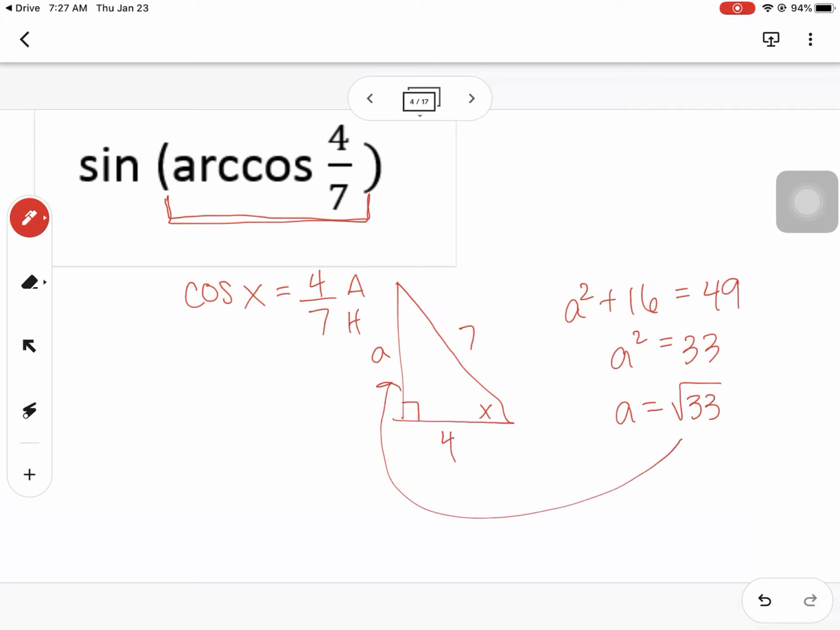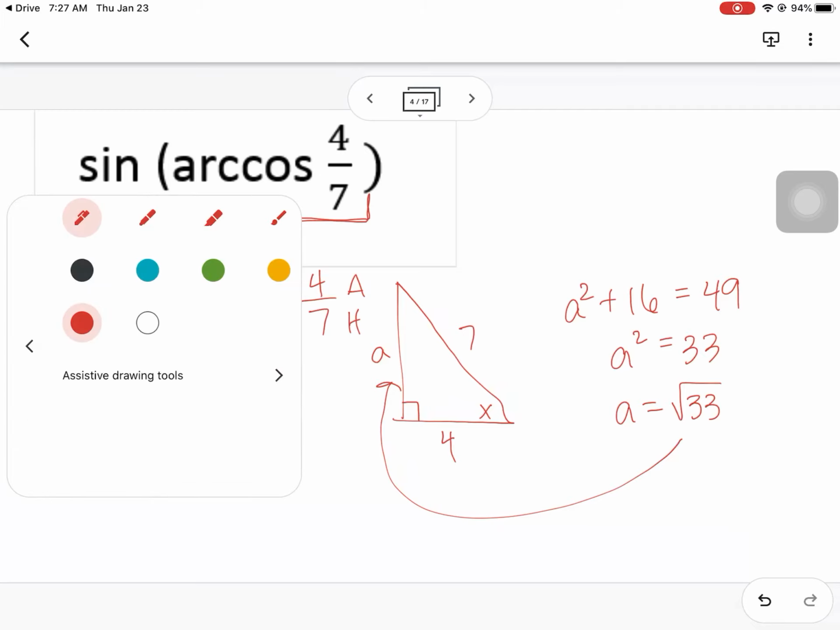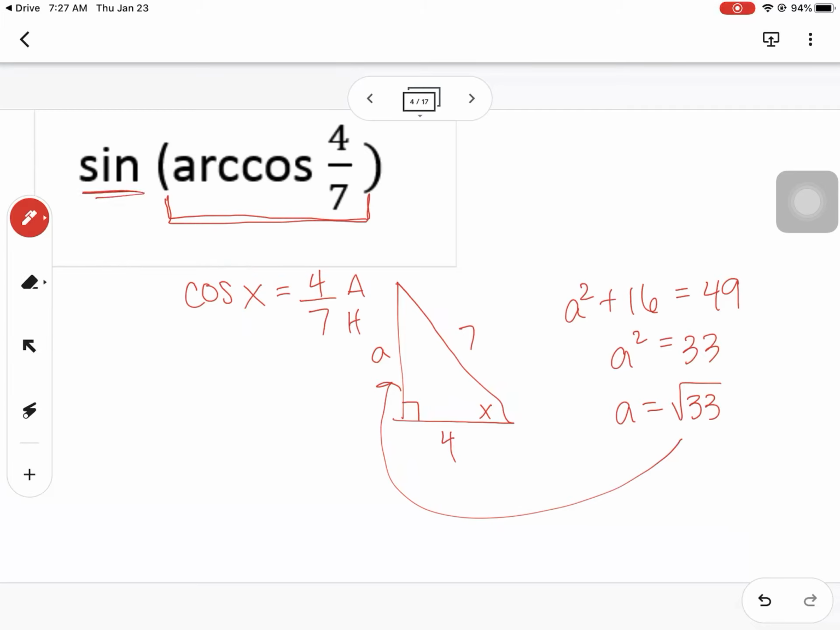Why that helps me is I really want to know sine of this angle x, because remember, all of this is really equal to your angle when you do your arc cosine. So I want to know the sine of this same angle x from my picture. But now I know all the sides of my triangle, so I can. Opposite is the square root of 33. Hypotenuse is the 7. Here there's no indication of quadrant, so you won't have to worry about that. And that's just my final answer.